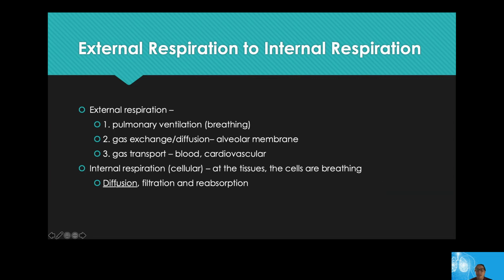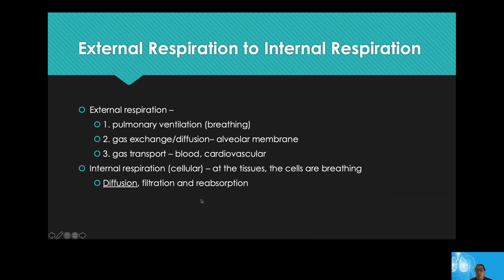And this is achieved best through the process of diffusion. Now remember, there's a lot happening in these capillary beds at the tissues. There's also filtration and reabsorption, which tie the connection over to the lymphatic system. And then the principles of diffusion are what we'll talk about pretty extensively here.